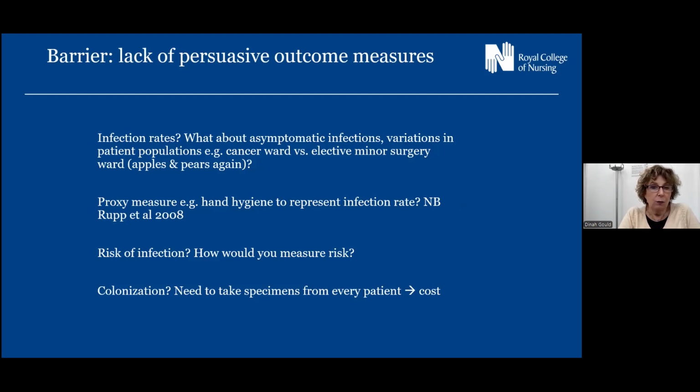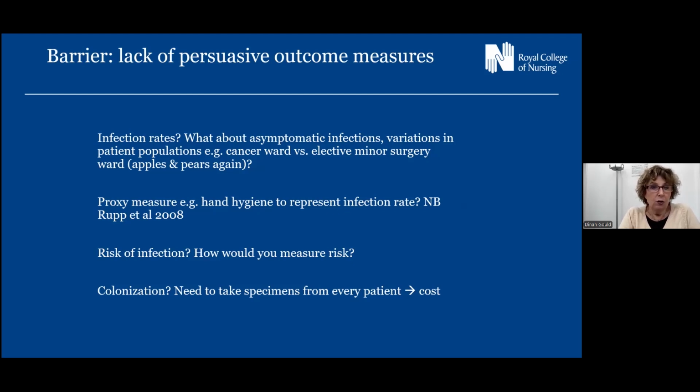Often studies use proxy measures. Infection rates are difficult to measure, so often people just measure hand hygiene as an indicator of infections, but they don't actually represent infections. But the danger of that is you get a situation like Rupp. He managed to increase hand hygiene adherence in his study, but it didn't count for very much because he couldn't manage to reduce infection rates because he was using a bad kind of hand hygiene product. It wasn't the right concentration.